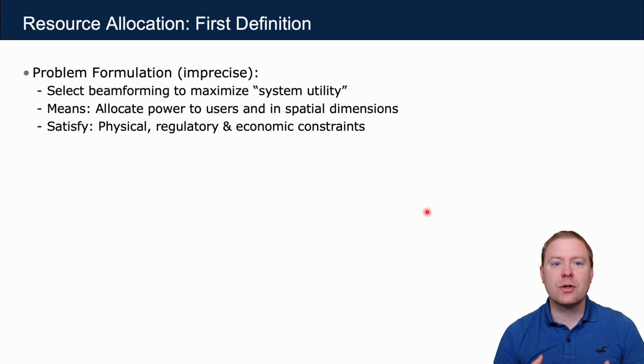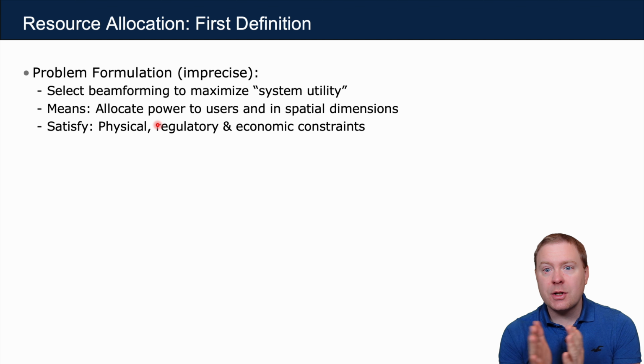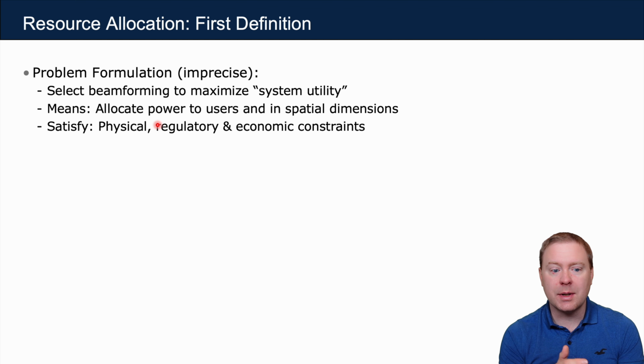We are now ready to start to define what resource allocation really means. It's a little bit imprecise, but we would like to select our beamforming transmission to maximize some kind of system utility, the performance of our system. And this means allocating power to the users in different spatial dimensions, how we are transmitting towards them. And we should satisfy some constraints, which could be physical, regulatory, or economical.